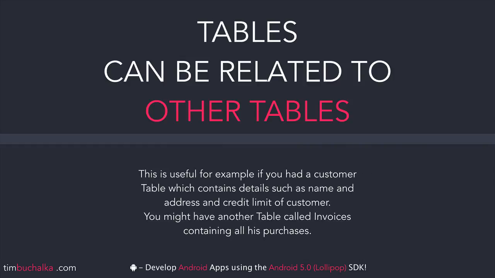Now, tables can be related to other tables. This is useful, for example, if you had a customer table which contained standard customer details, such as their name, address, credit limit. You might have another table called invoices containing all that customer's purchases. You could see how you wouldn't want to lump them all into the same table. You might want to separate them out. So there is a mechanism to relate those two tables and the individual records in each to each other.